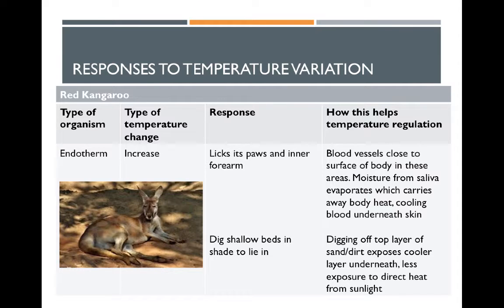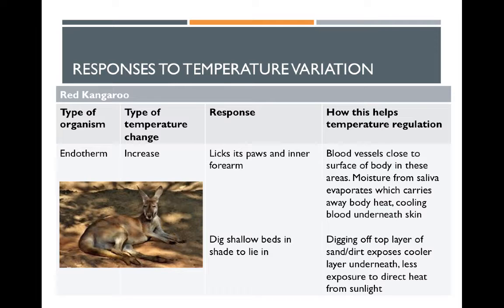Next thing we're going to look at is an endotherm. So they can regulate their own temperature within reason, but they still need to regulate it based on the outside temperature. So we're going to look at the red kangaroo. Again, this is an animal that is found in generally hot areas of Australia, lots of sandy areas.